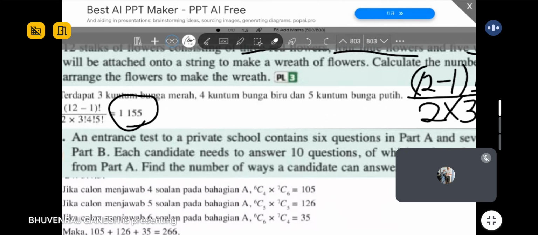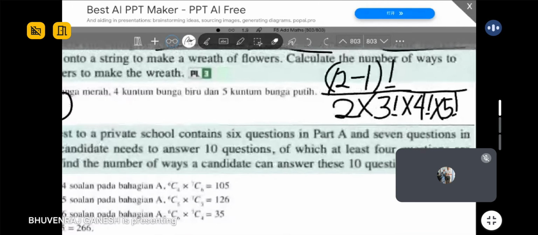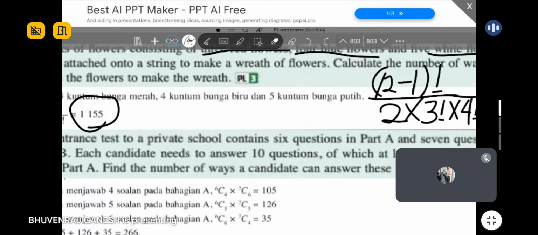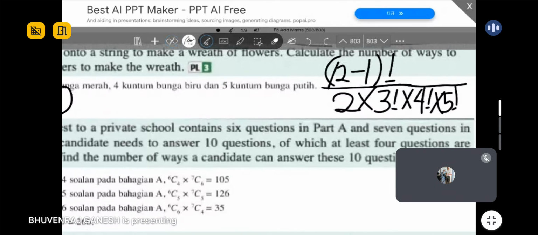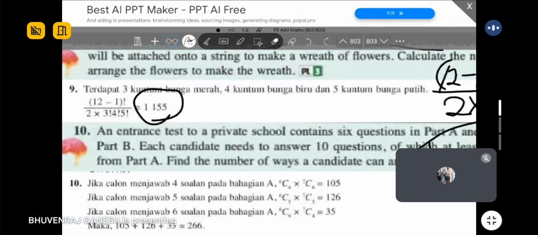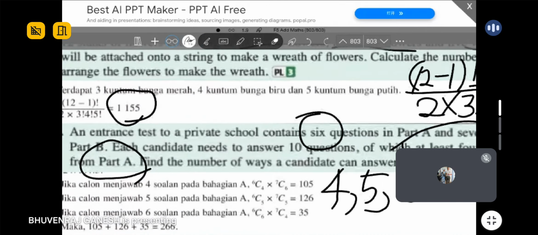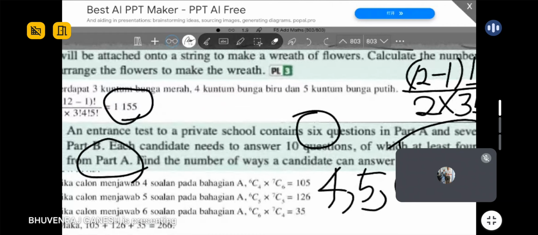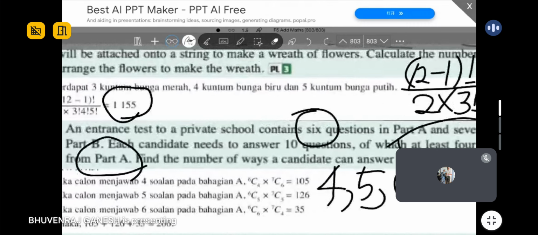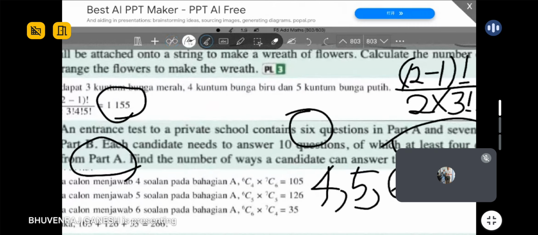Okay, so you can use the combination concept. So basically you separate to 3 cases. Because they say at least 4 from section A. Section A ada 6. Betul? So possible case 4, 5, and also 6. You can have 4 questions, 5 questions, or 6 questions. So that's why you got all these cases. So 6C4 times with 7C6. So why C6? Because you must answer 10 questions. Kamu kena jawab 10 soalan.